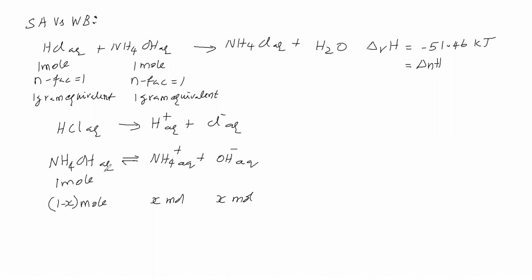In order to make it undergo complete ionization, what do we have to do? We have to supply heat, because it is a weak base. We have to force ammonium hydroxide to undergo complete ionization by giving heat energy. So ammonium hydroxide takes heat energy and undergoes complete ionization. Now, the enthalpy of dissociation of ammonium hydroxide is how much?